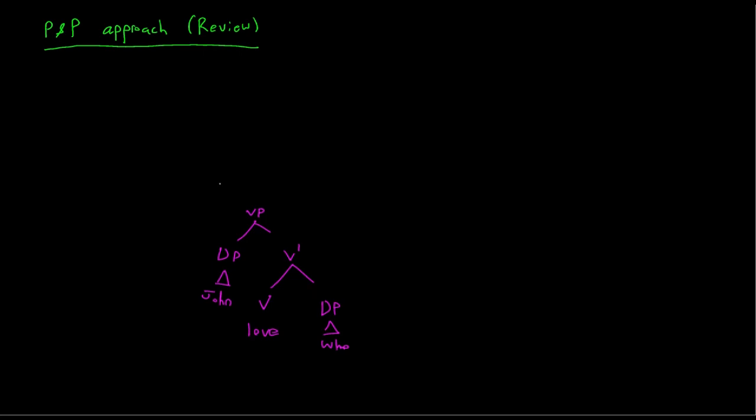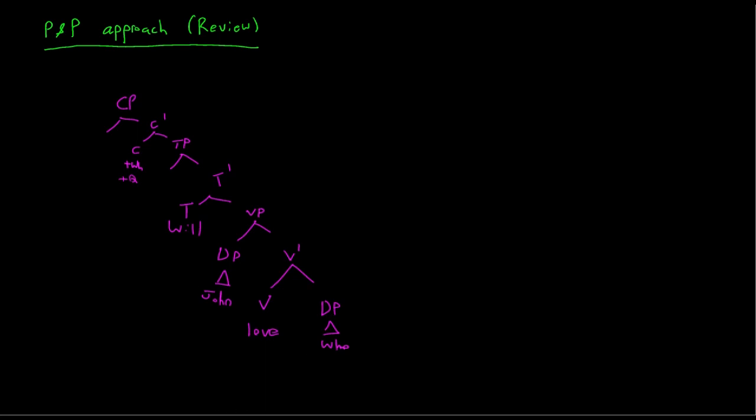From VP, we go up to T bar, and down to T, in this case, will, which then extends into its maximal projection, TP, and finally we have C bar, which goes down to C, in this case, plus WH and plus Q, and lastly to the maximal projection, CP. So this is what our D structure looks like pre-movement.